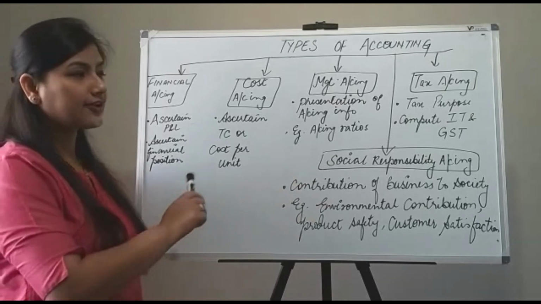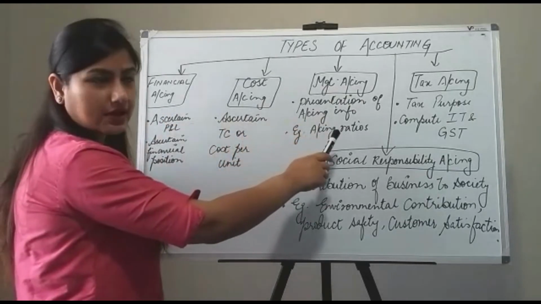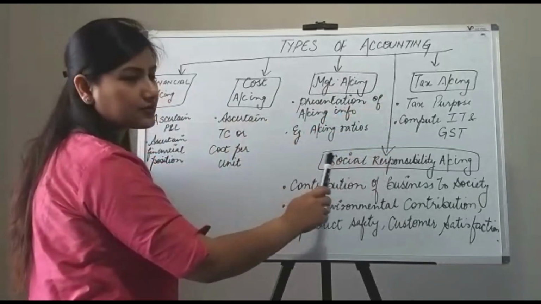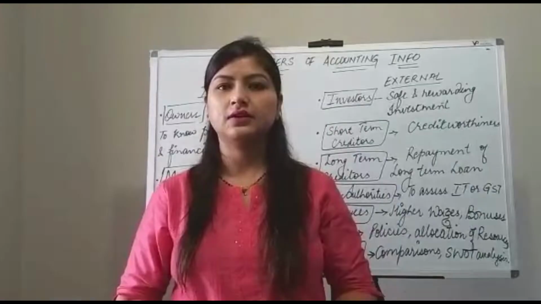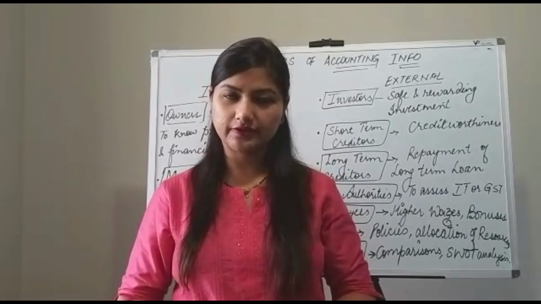So there are five types of accounting: financial accounting, cost accounting, management accounting, tax accounting and social responsibility accounting. So students, now let us move on to the next topic, uses of accounting information.